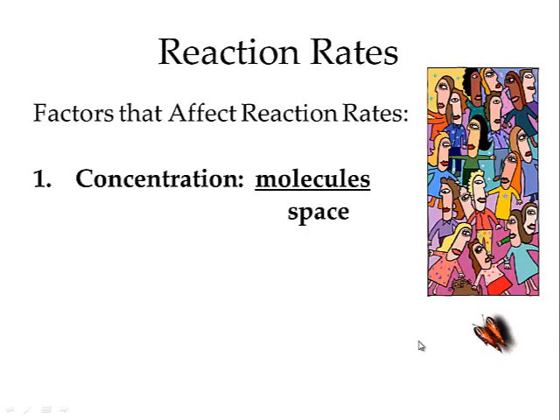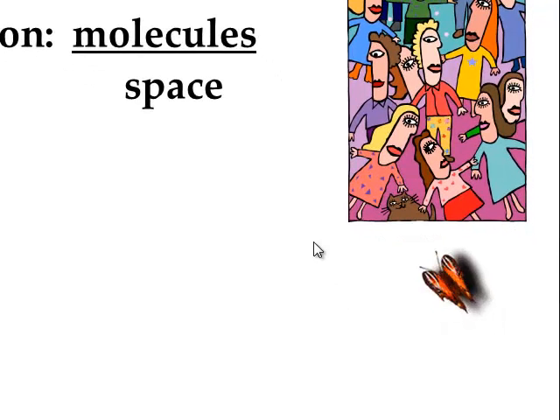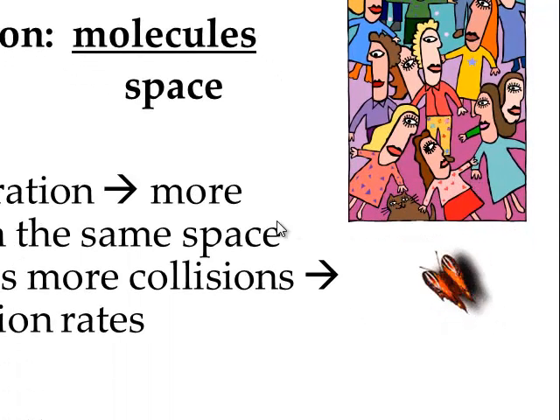What would that do to the number of collisions between those people? Think about the hallways, right at the end of the day or on the way to lunch. Lots of people in a small amount of space means that you have more collisions, and more collisions is going to make your reaction go faster. So you have a higher reaction rate. Higher concentration, more molecules in the same space, more collisions, higher rate.